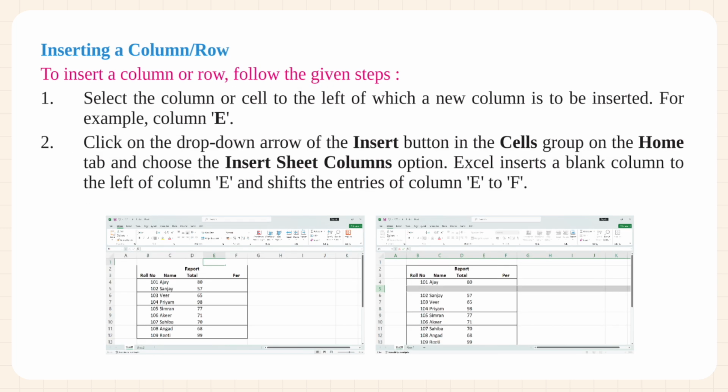Inserting a column or row. To insert a column or row, follow the given steps. 1. Select the column or cell to the left of which a new column is to be inserted, for example, column E. 2. Click on the drop-down arrow of the Insert button in the Cells group on the Home tab and choose the Insert Sheet Columns option. Excel inserts a blank column to the left of column E and shifts the entries of column E to F.